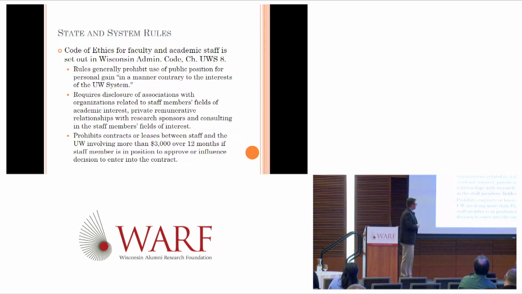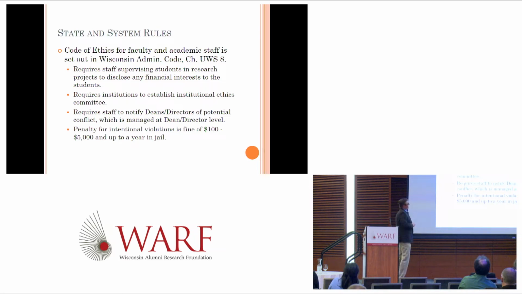A very specific rule is that there cannot be a contract or lease between staff and the UW involving more than $3,000 over 12 months if the staff member is in a position to approve or influence the decision to enter into the contract. This doesn't come up too much, but it can. So if you are in that kind of contract with the university, again, it's always good to disclose to your dean's office so we can work through these kinds of things.